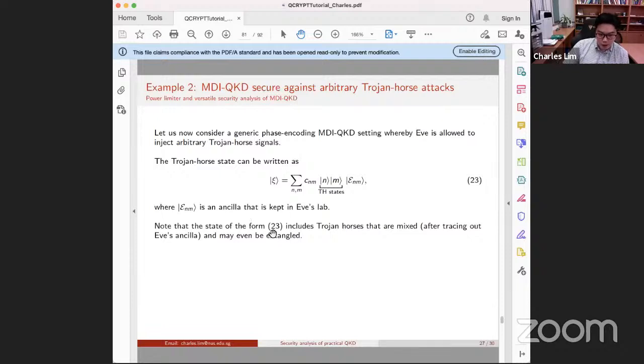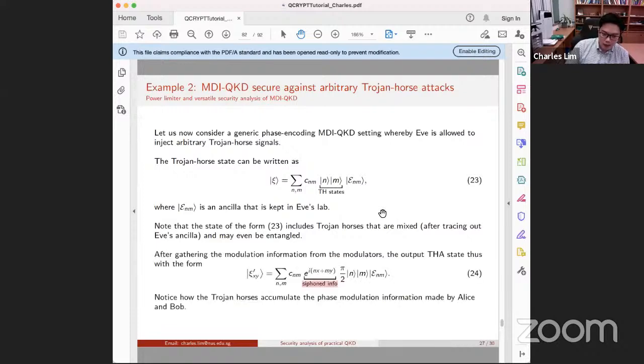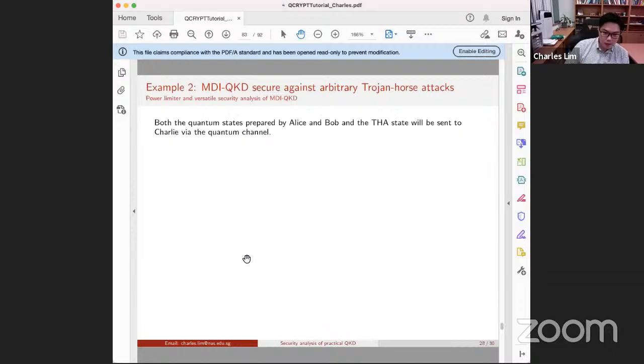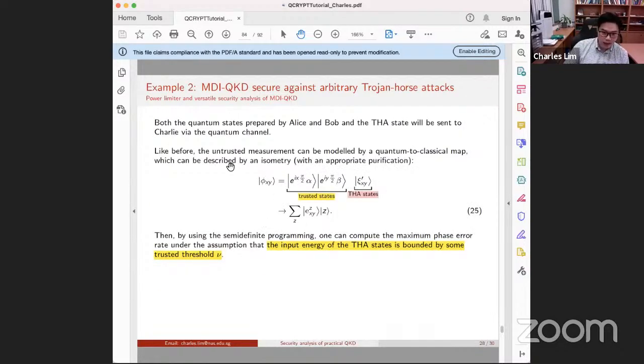Then you should note that this formula actually looks at the case where the Trojan horse states are themselves mixed, because if you trace out Eve's information, what you get is a mixed state, given by this formula. And if you were to consider phase encoding MDI QKD, then the output Trojan horse state, after going through the transmitter Alice and Bob, would acquire this phase information. And this will be the eventual Trojan horse state that you can attach to the analysis that I've shown you earlier on. So more concretely, this is what you get.